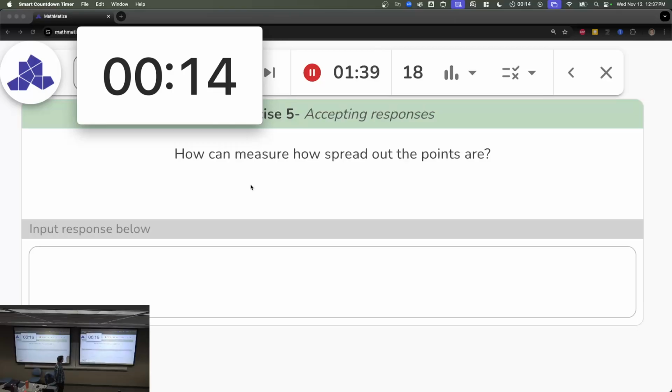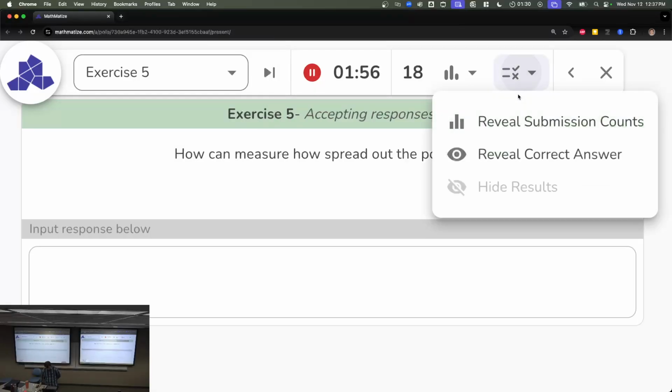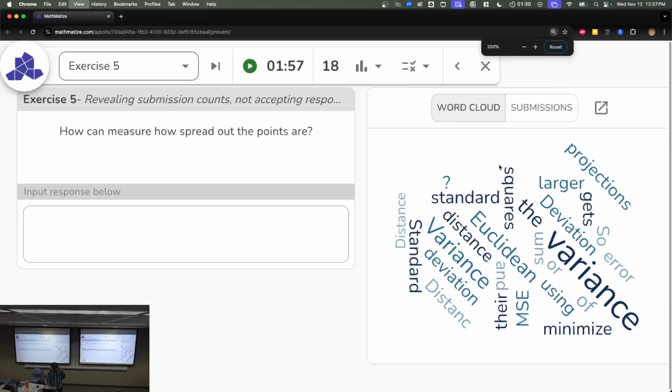Okay, 10 seconds left for you to tell me how to measure. I have a bunch of points. How can I measure how spread out they are? What would you do to all the points to measure how spread out they are? Okay. Let's see what people said now.